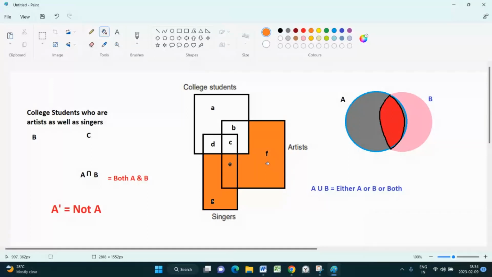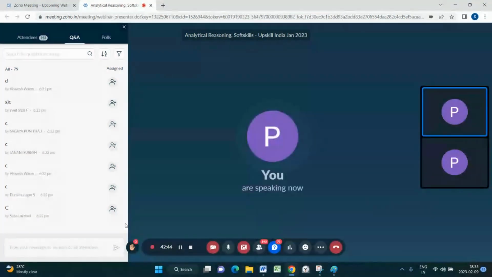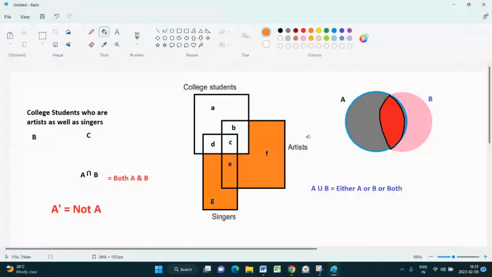What is B complement then? What is B complement? Children, what is B complement? If A complement is not A, then B complement is not B. Correct? This entire, again I will take this. This is B. So what is not B?